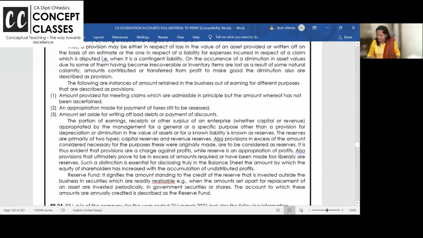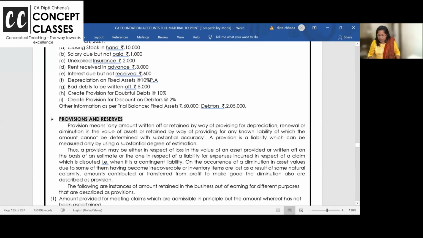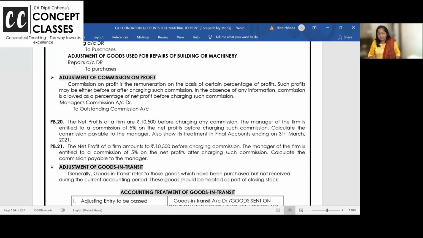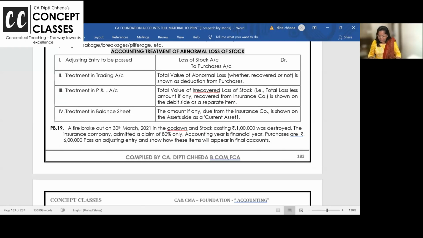Look at the screen. Yesterday, I had closed the class here. What is the difference between provision and reserves? All these adjustments together we have taken. Yesterday's class was very important, especially for commission, whether it is on the profit before commission or after commission. And goods withdrawn, how will you use them? Format of bad debt, discount on debtors. Repeatedly check these adjustments so that you get the confidence that you are able to do it.